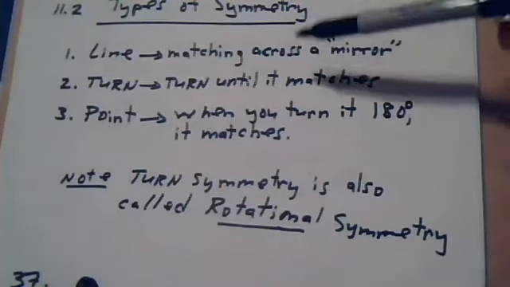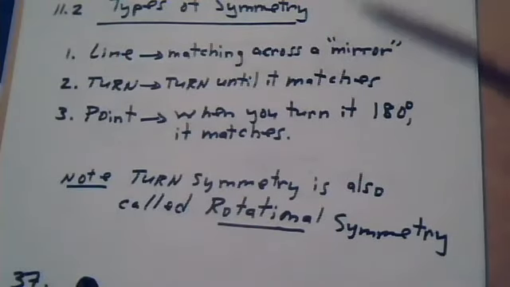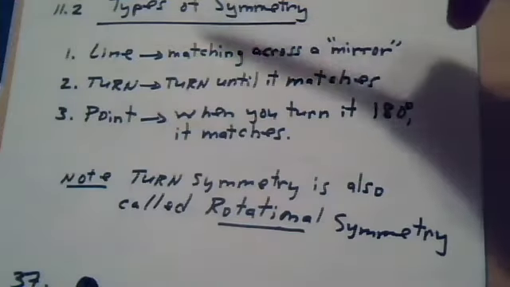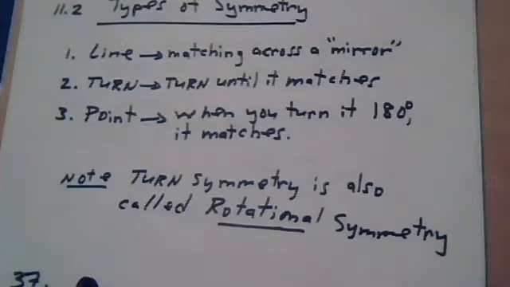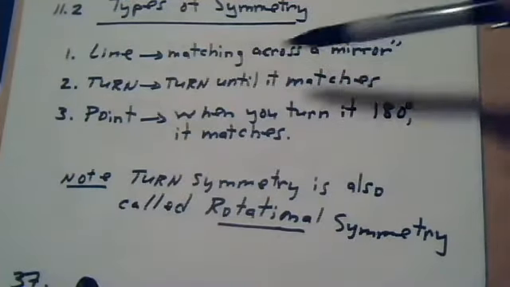We have also types of symmetry. These are the idea of symmetry. The idea of symmetry has to do with matching. You could match across a line, which is like a mirror. You could match the image and the pre-image, matching across a mirror.